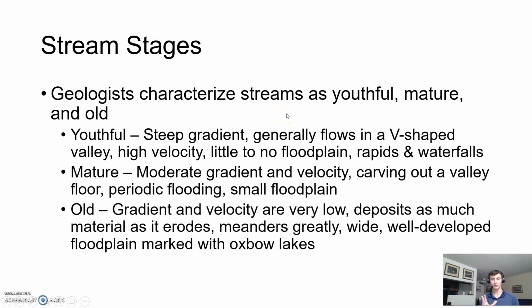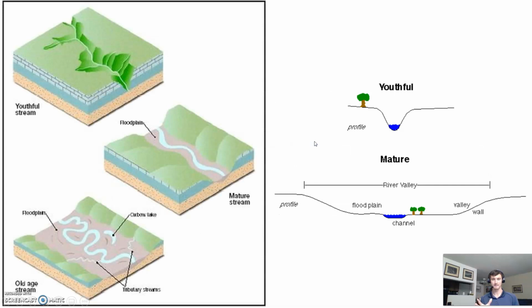And finally, you can have an old river. So low energy, low gradient and velocity, deposits a lot of material as it erodes, tends to meander greatly. Tends to be a much wider river as opposed to the strict, sharp V shape, and you have these wide, well-developed floodplains along with oxbow lakes, because there's been sufficient time for previous meanders to have been cut off here.